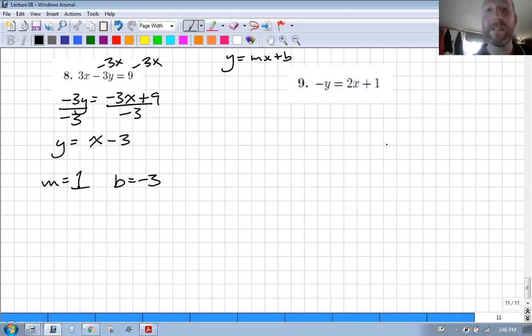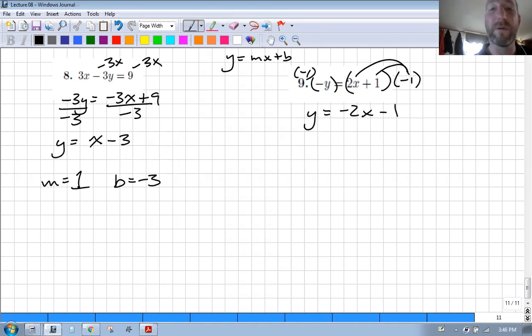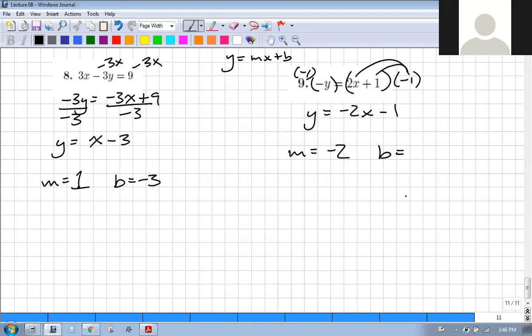All right, this one, we just need to multiply both sides by -1. So we have y equals -2x minus 1 times 1. So what is our m? -2. That's right. And our b is -1. Precisely.